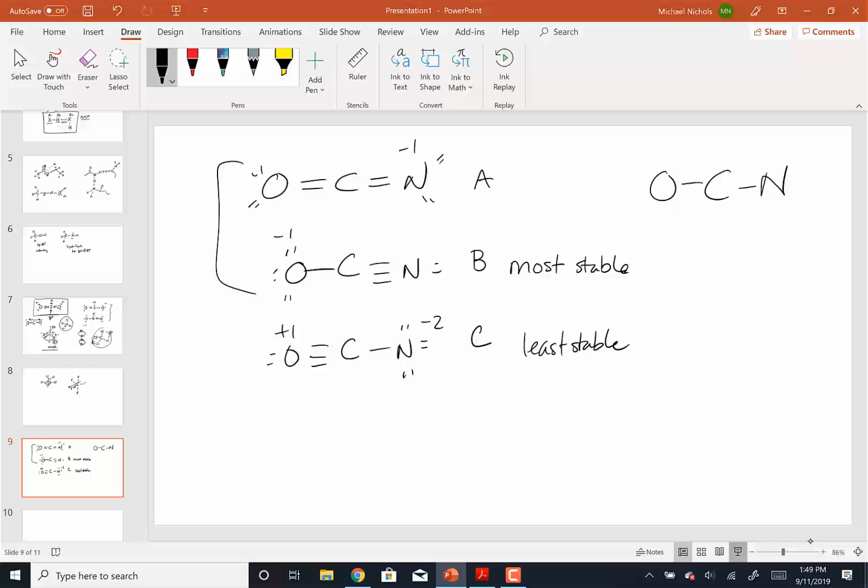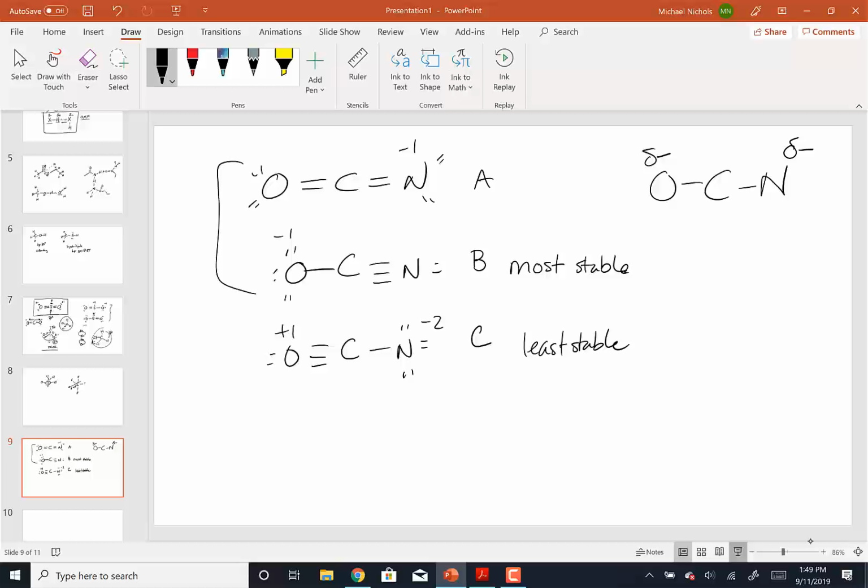Do I care about an exact number? No. If I do, then I've got to go to the computer to figure that out. So I know that oxygen is somewhere between 0 and -1. How am I going to designate that? Delta minus, some or partial negative charge. So the oxygen is delta minus. The carbon: 0, 0, average 0. Nitrogen: -1, 0, average delta minus.